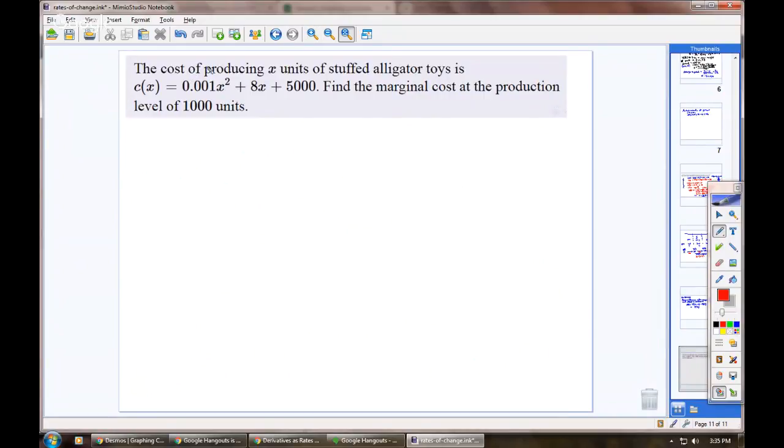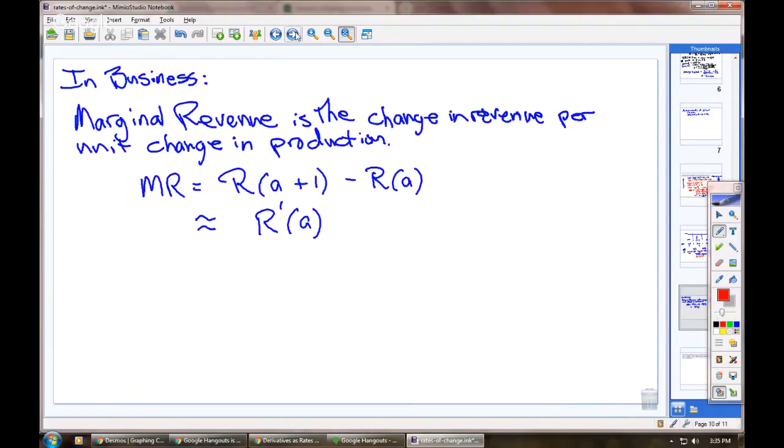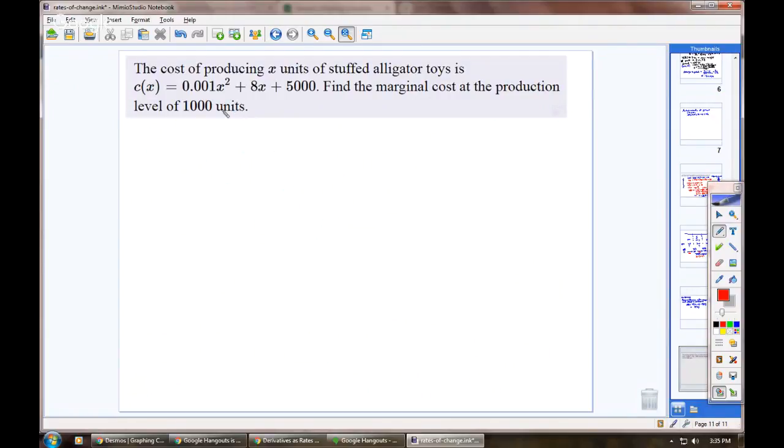So here we're given a cost in producing X units of stuffed alligator toys, given by this cost function. And again, marginal revenue, marginal cost, it's all the same idea. So replace an R with a C over there for cost, and we're looking at 1,000 units. So one way to calculate this without calculus would just be to find the cost of 1,001 units and subtract the cost of 1,000 units.